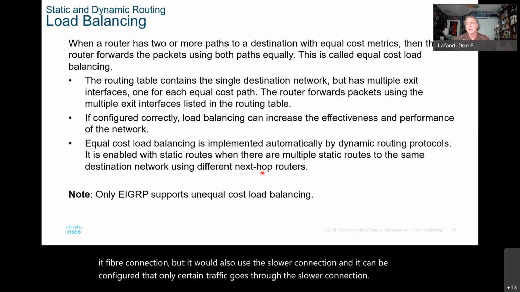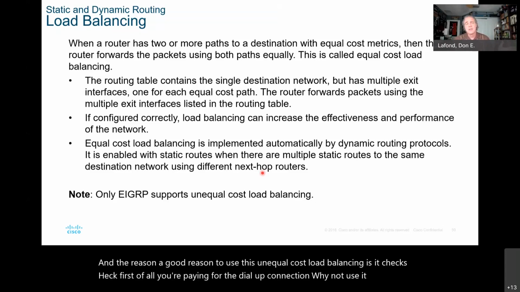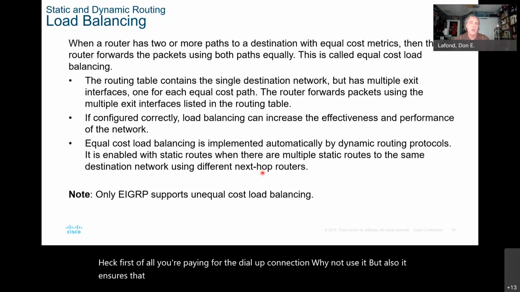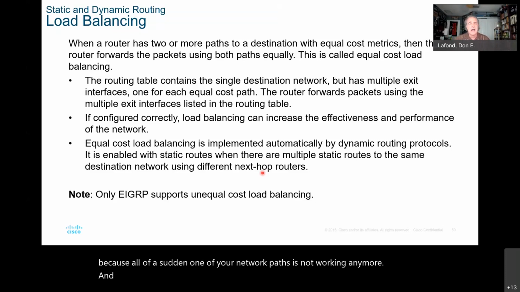And a good reason to use this unequal cost load balancing is, first of all, you're paying for the dial-up connection, so why not use it? But also it ensures that the backup is always working. If the backup goes down, you're notified because all of a sudden one of your network paths is not working anymore. And you will be notified of the downed path, if you have things set up properly.